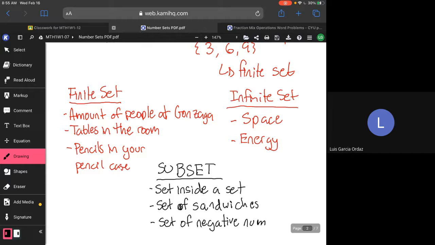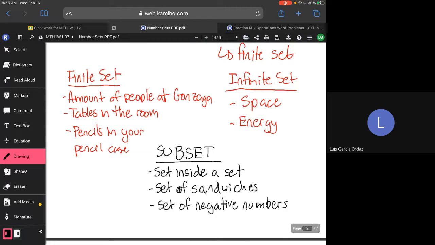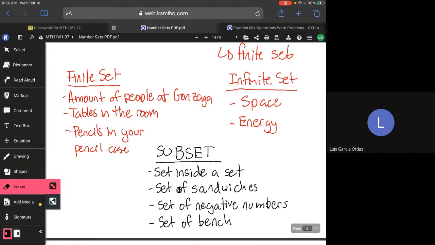So speaking of sandwiches, Subway or Mr. Sub or whatever other sub place. Or if you're bougie, you go to Firehouse Subs. Any other examples of a subset, or what you guys think a subset is? Kobo? Set of bench warmers? Technically, he's not. It's actually a very good set of bench warmers.